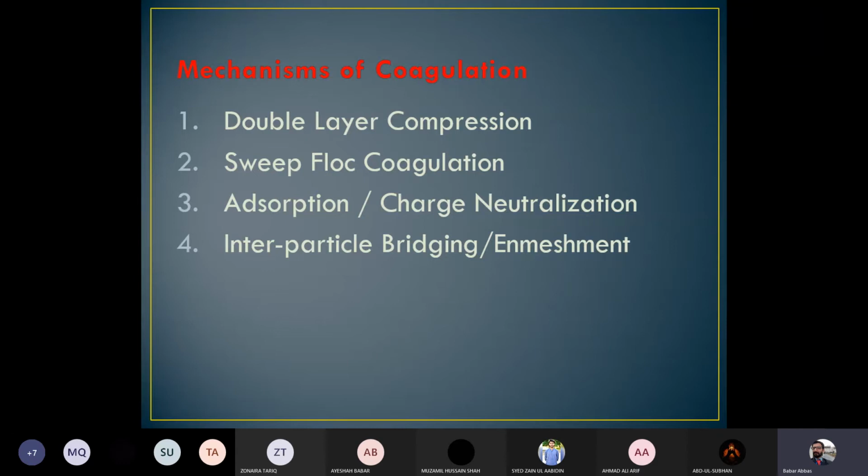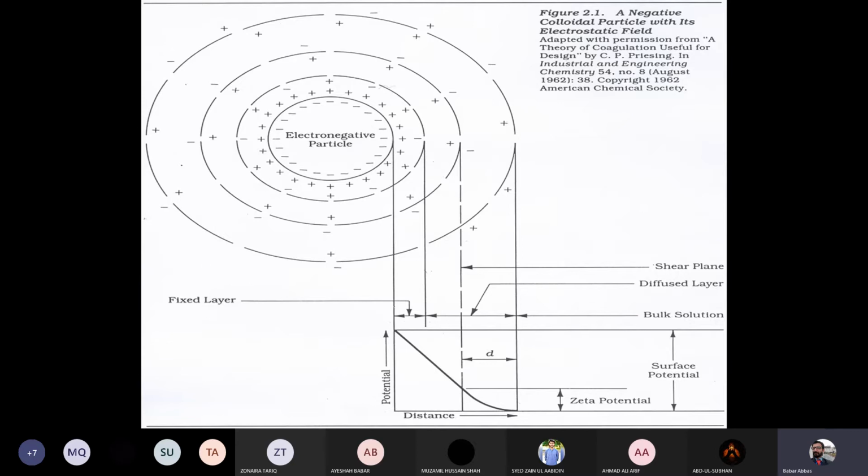Then comes the mechanism of coagulation, in which the coagulation takes place. There are four basic steps: double layer compression, sweep flocculation, adsorption or charge neutralization, and interparticle bridging or enmeshment. In double layer compression, we have different layers around the suspended particle in the water.